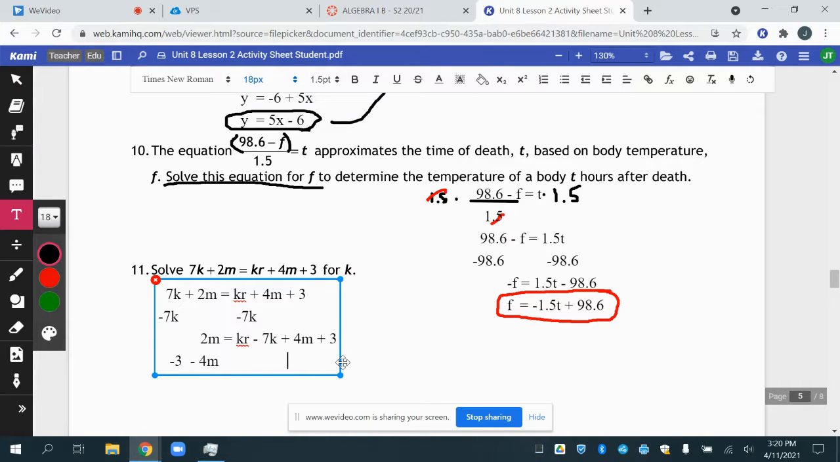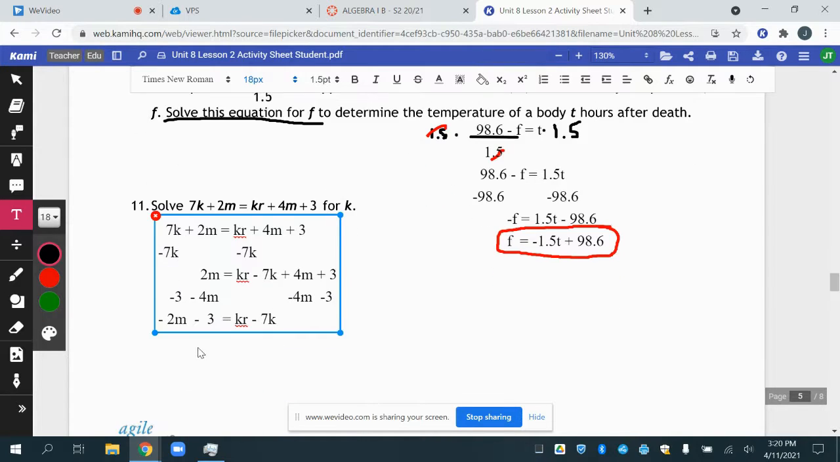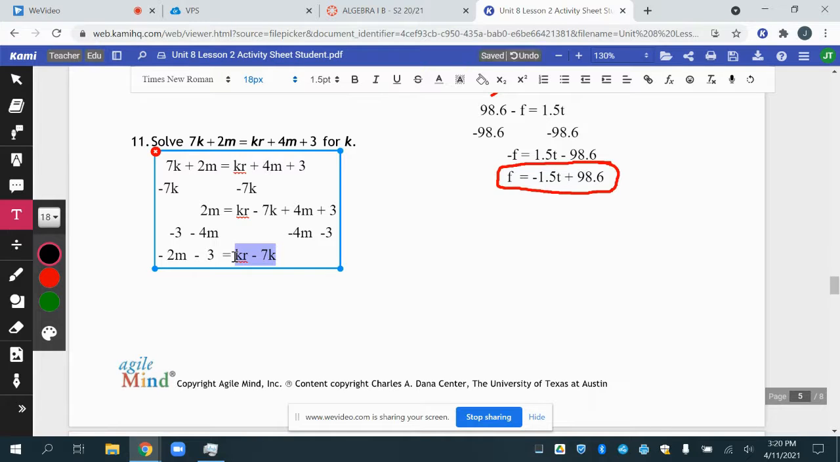I'm going to do it over here too. I'm going to write them in a different order. I did 2 steps at once. That's okay with me. So 2m minus 4m is negative 2m, and nothing minus 3 is just negative 3. So I'm going to end up with negative 2m minus 3 equals kr minus 7k.